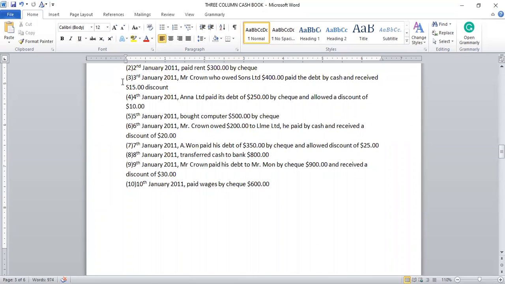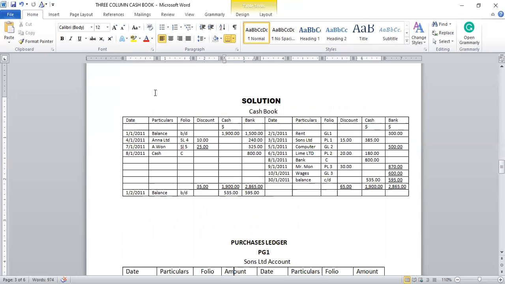The next transaction, 3. 3rd January 2011, Mr. Crown, who owed Sons Limited $400, paid the debt by cash and received $15 discount. So we are going to credit the cash account and debit Sons Limited account. So let us look at the chart. So we come here.